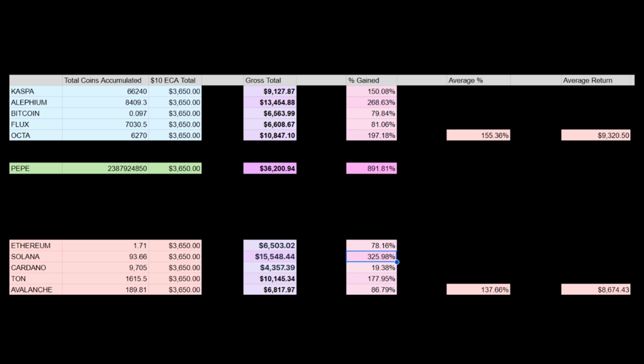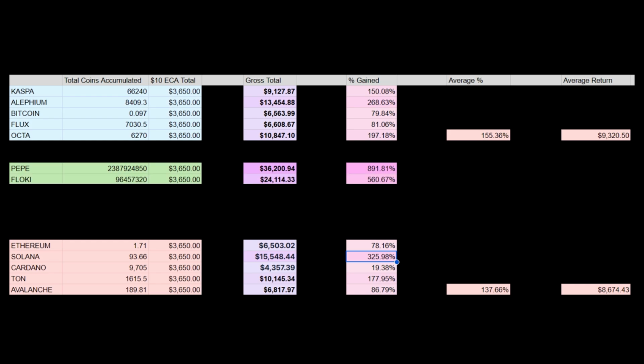First up on our meme coin list, we have Pepe. Pepe's been around for a little while, and if you had dollar cost averaged $10 a day of your mining revenue towards Pepe over the course of the last year, you would have $36,000. Or a gain of almost 900%. Now, you're probably going to say to yourself at this point, well, that's kind of unusual. Not all meme coins are going to perform that well. So let's take a look at the next one.